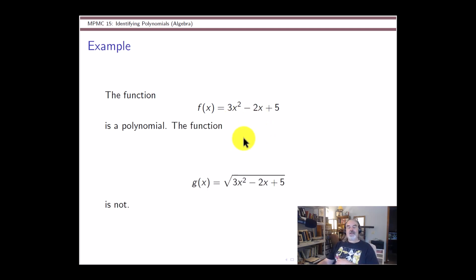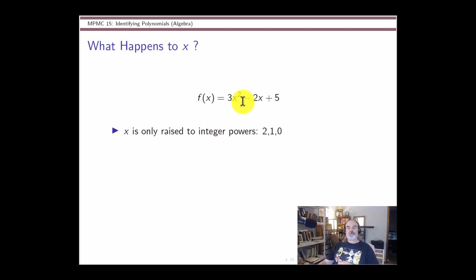Now, if we take that exact same structure of the function and slap a square root over it, this is not a polynomial anymore. Sure, it has a polynomial in it, but the thing as a whole is no longer a polynomial. And so we're going to talk about how to tell these things apart.